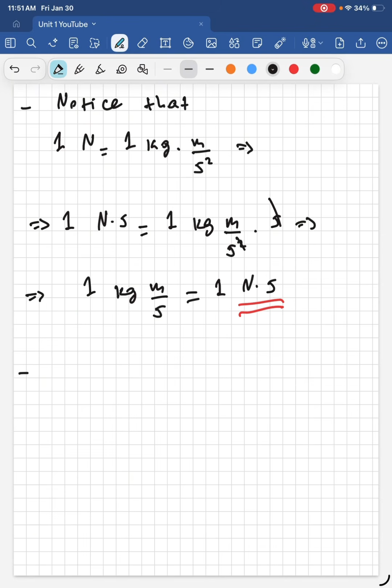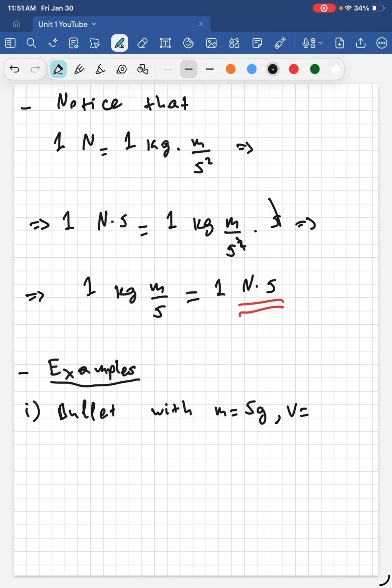Okay, let's talk about examples. We are going to do some numerical examples to get a feeling of how large momentum can be. So the first example is a bullet with a mass of 5 grams and a velocity of 200 meters per second.